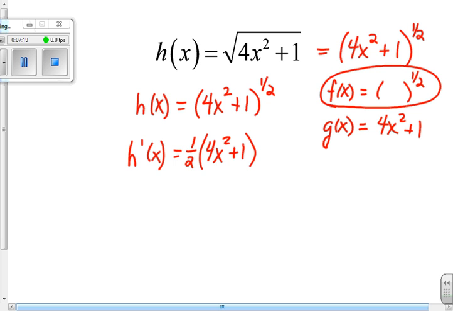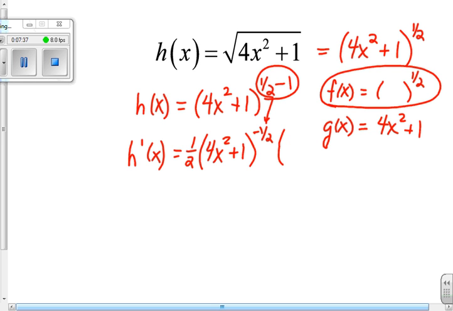Now, what's my power? This is where we got to be a little careful. Remember, we've done these before. But remember, I'm subtracting 1 up here to get to my new exponent. So 1/2 minus 1 is negative 1/2. And I've done the f part. Now, you are not done. Remember, you're not done. I have to take the derivative of the g part.